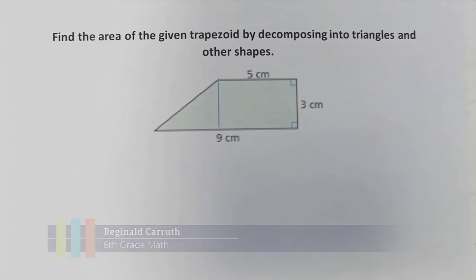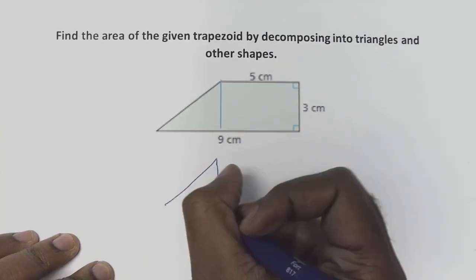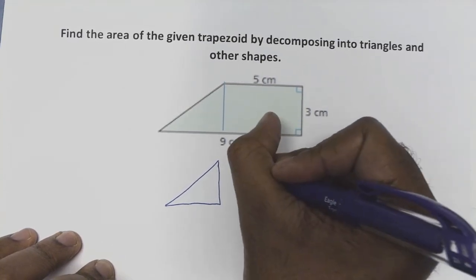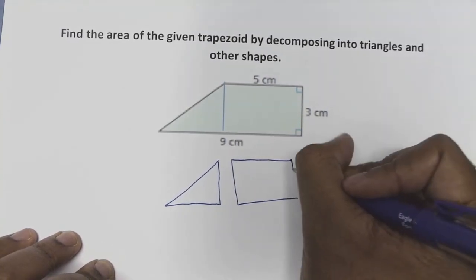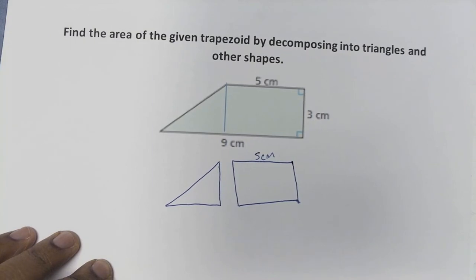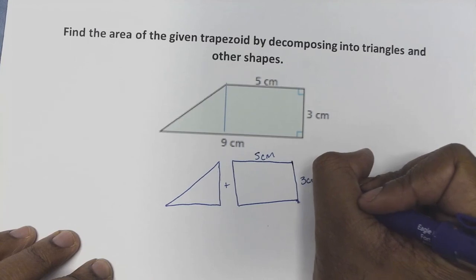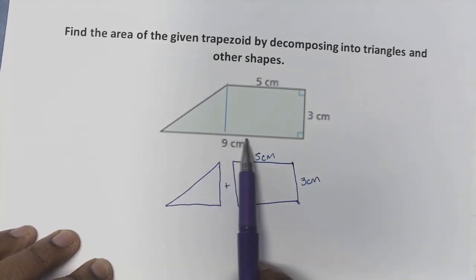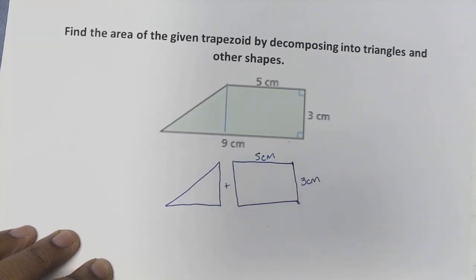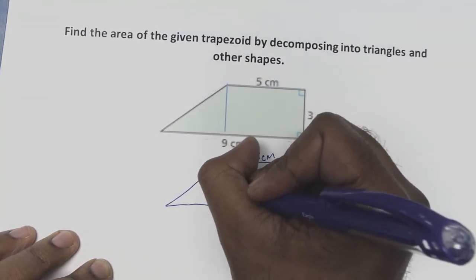So let's decompose this together. I know that I have my right triangle and I have my rectangle when I decompose them. This is 5 centimeters. My height of this one is 3 centimeters. Since I know that this total line is 9, if I take away this 5, this part is left to be what? We're going to find out. But I also know that this is 3 centimeters.